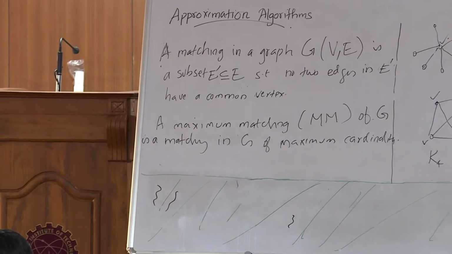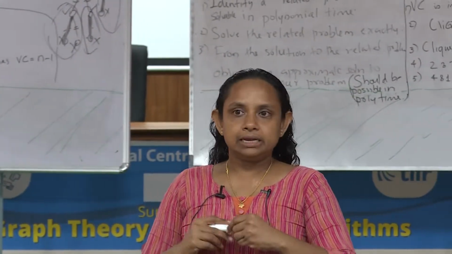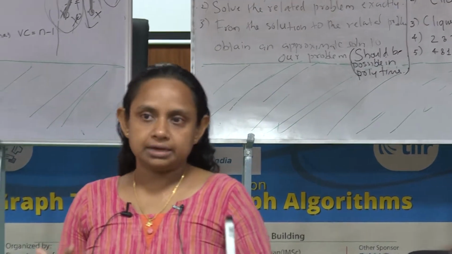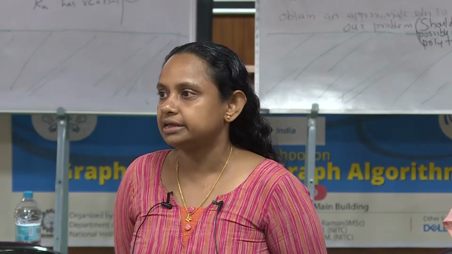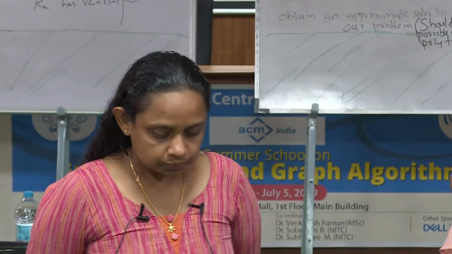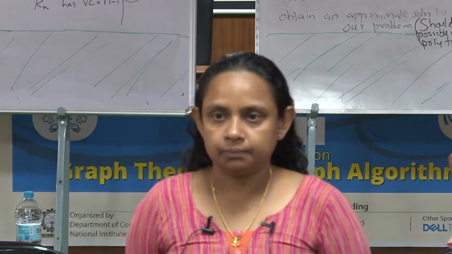Okay, so can you see a relationship between, at least in trees, do you see a relationship between these two things? Maximum matching size and minimum vertex cover size in a tree. Do you see any relationship? Both are the same. Is it always the case? We saw that in this example.